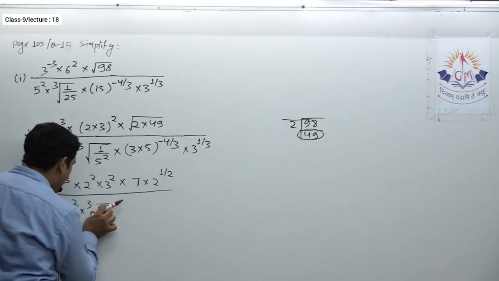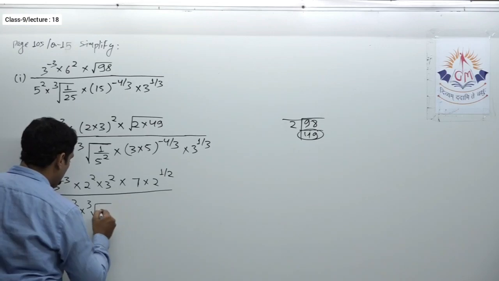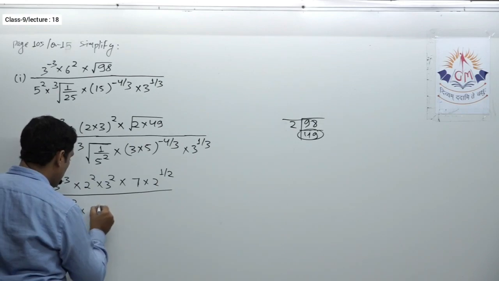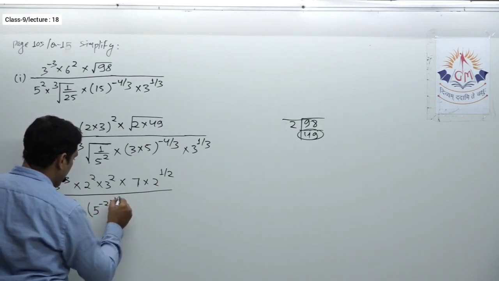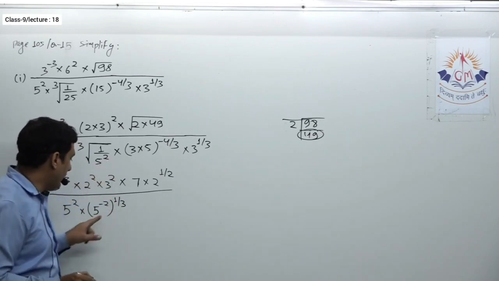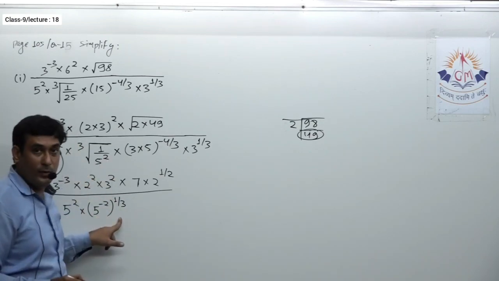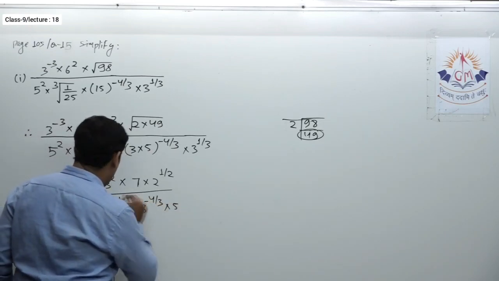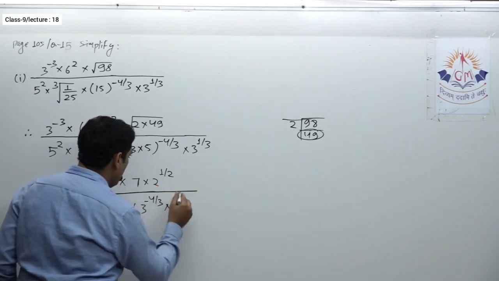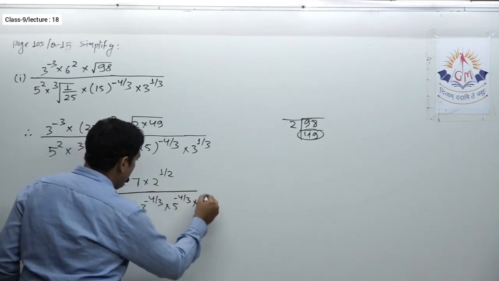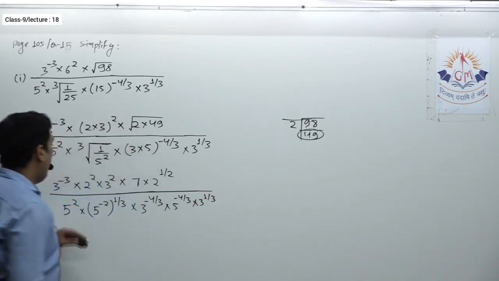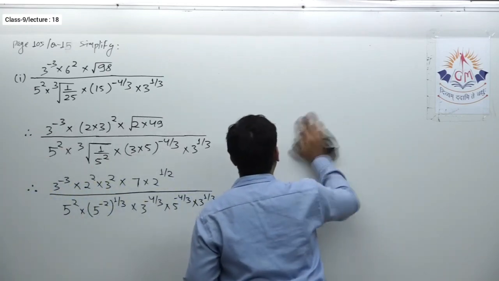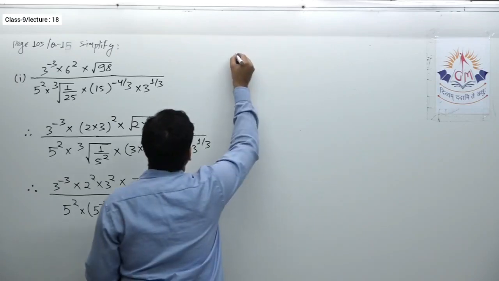Let it be like that only, 5 raised to minus 2. I can write this as 5 raised to minus 2 raised to 1 by 3. This 1 upon 5 square is 5 raised to minus 2, and this cube root is 1 upon 3. Over here this is 3 raised to minus 4 by 3 into 5 raised to minus 4 by 3 into 3 raised to 1 by 3. Now all terms in the numerator and denominator have a prime number as the base.